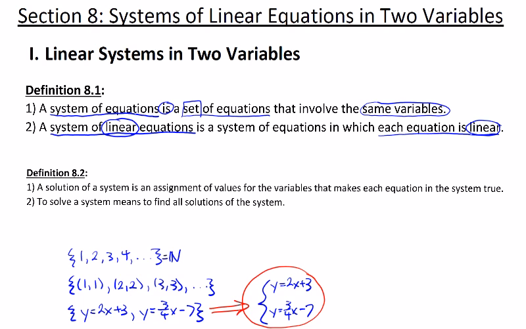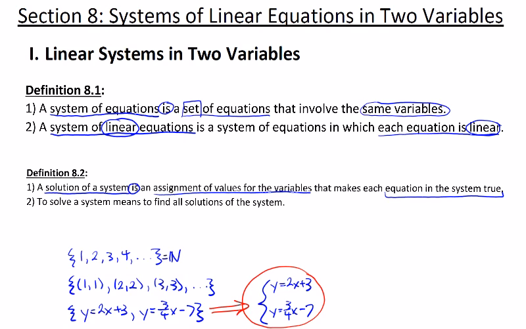The next thing that I want to get across to you is the idea of solution. So we're first going to define in 8.2 solution of a system. A solution of a system is an assignment of values for the variables. Now you can make lots of assignments for the variables, but only the ones that make each equation in the system true are going to be accepted as being solutions. Now this concept actually is not foreign to us.